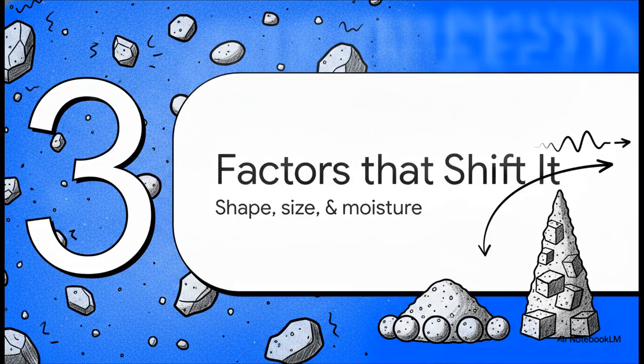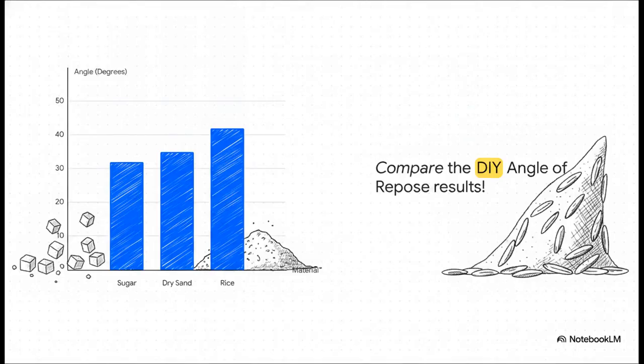Okay, section 3, factors that shift the angle. Shape, size, and moisture. Now here is where it gets super fascinating, because not all materials stack the same way. Particle shape and size heavily dictate stability. If you run that DIY experiment at home, you'll find that granulated sugar, with its small, uniform cubic crystals, settles at a fairly shallow angle, usually around 30 to 34 degrees.